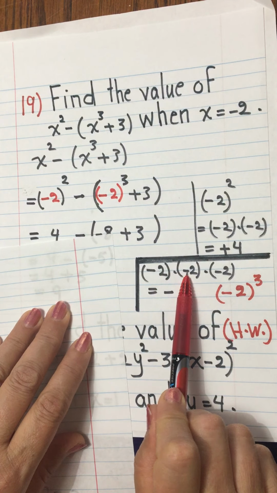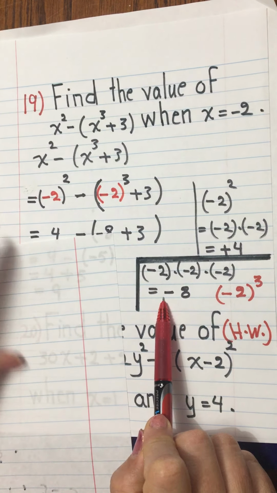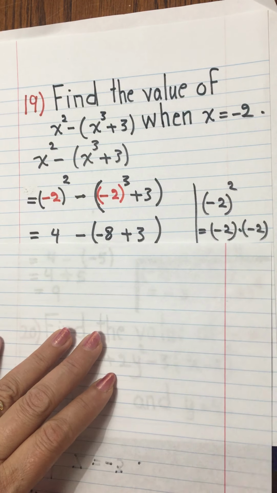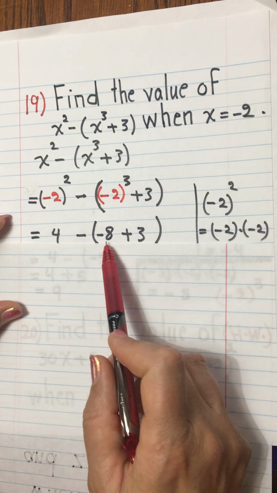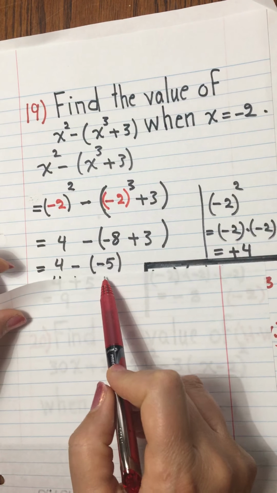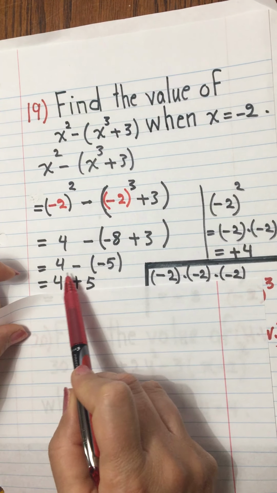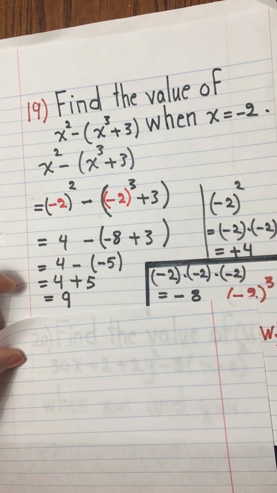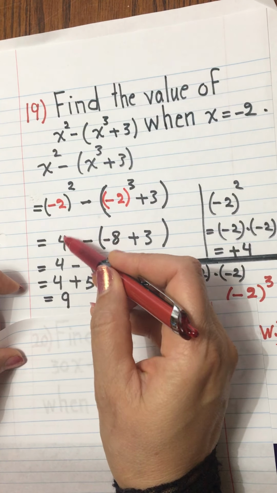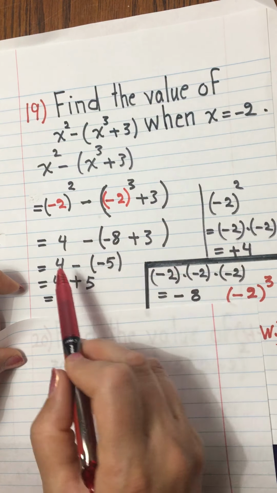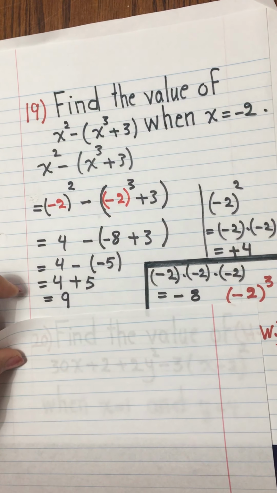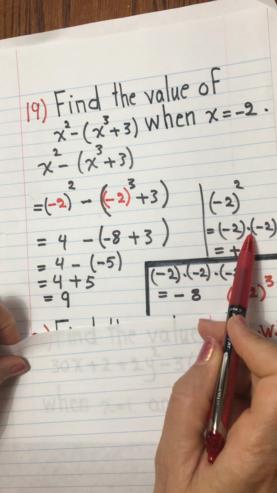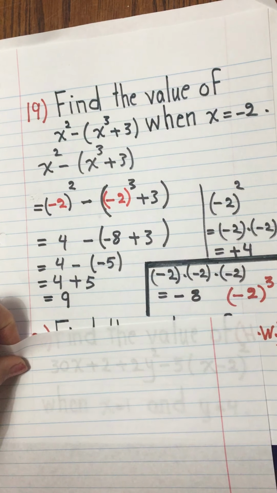Negative times negative is positive, times negative. So right here I have -8 plus 3. Then -8 plus 3 is -5. Then negative times negative is positive, so 4 plus 5 equals 9. So first I have to put 4 down and then do the other term. Finish the other term. -2 squared is -2 times -2, it means positive 4 or 4.